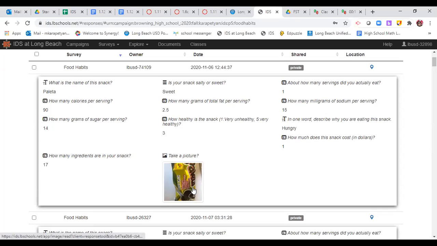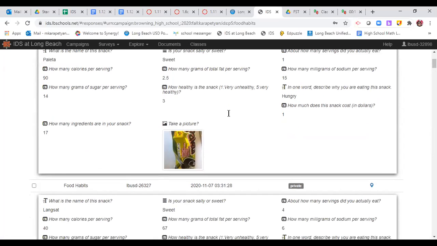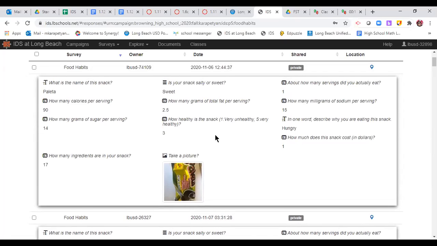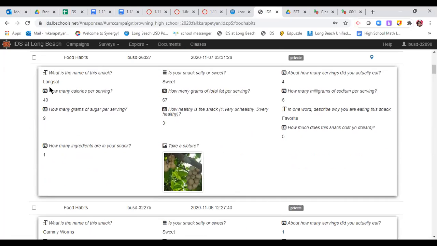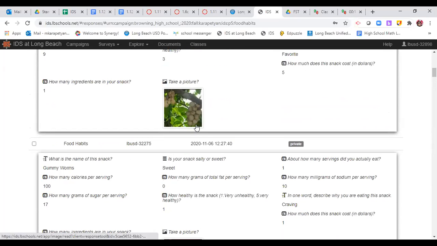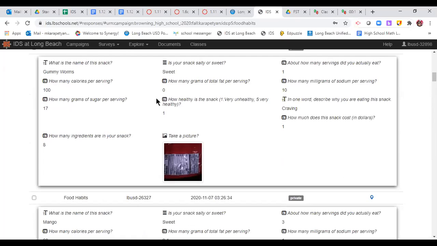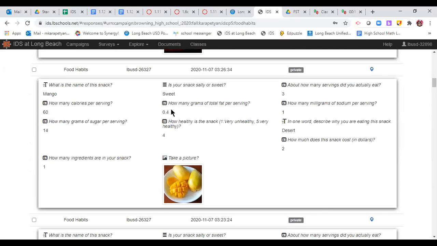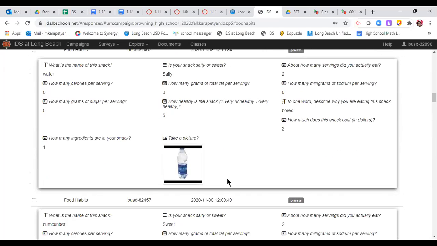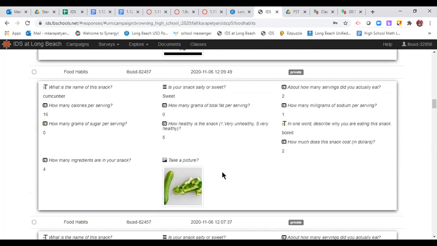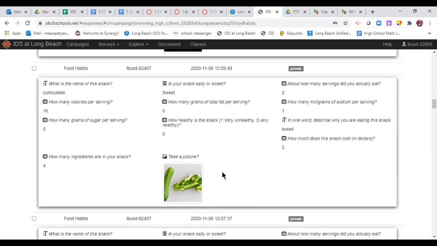So I can see every single entry here. Someone ate a paleta. That was the last one, so that was right at lunchtime. Well, actually, that was during class. Hey, no, I'm kidding. Langsat, I think that's you, right? That's me. Is that a fruit? Yeah. Oh, very cool. Someone ate gummy worms. Yes, that's sweet stuff. Ooh, mango. Yeah, love mango. Orange juice, good. Agua, very good. Cucumber, yes. Someone ate some cucumber.